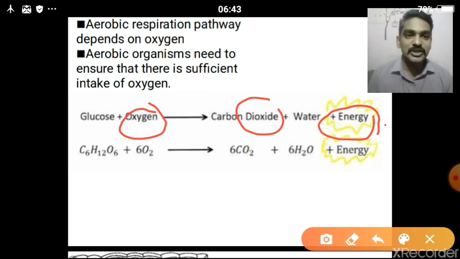So carbon dioxide has to be eliminated from our cells. Suppose if it is accumulated in the cells, that will be dangerous for the cells. That leads to the death of the cell. So the oxygen should be taken inside, whereas the carbon dioxide should be eliminated out of the cell. So how does it happen? Through respiration. So let's see how this process is happening.